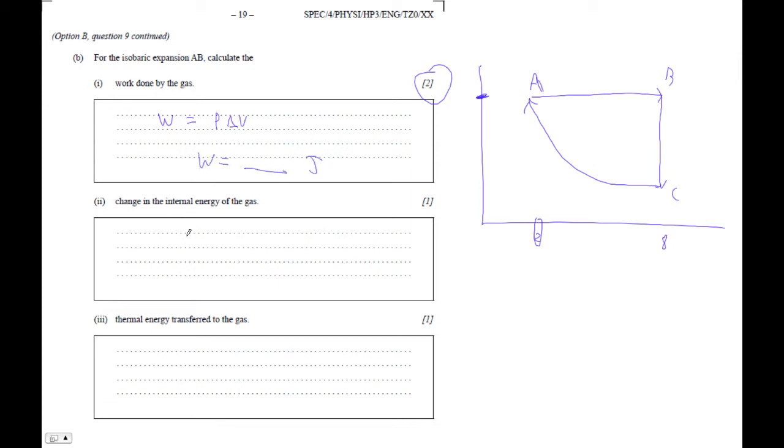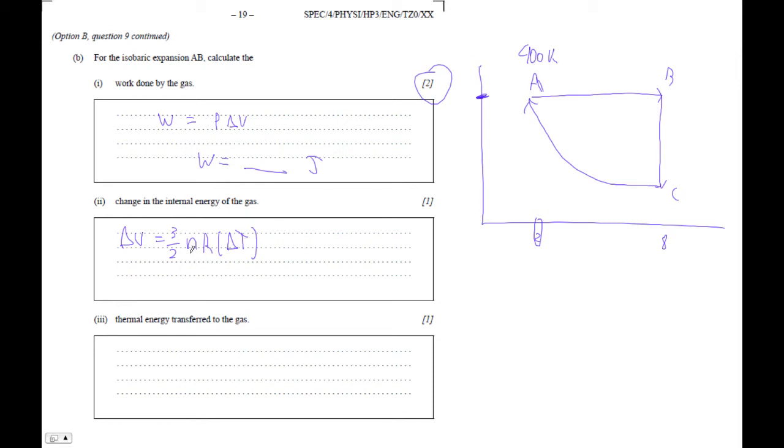Then it says the change in internal energy of the gas. So we're going to do a couple things. We're going to use this. So we've got a temperature here. This one's 400 kelvins, or maybe that one's 1600 kelvins there. So remember the change in internal energy is equal to 3/2 nR delta T. So your delta T is 1600 minus 400, 1200.